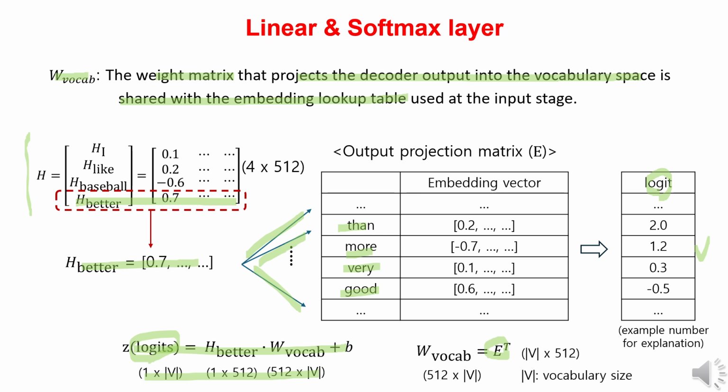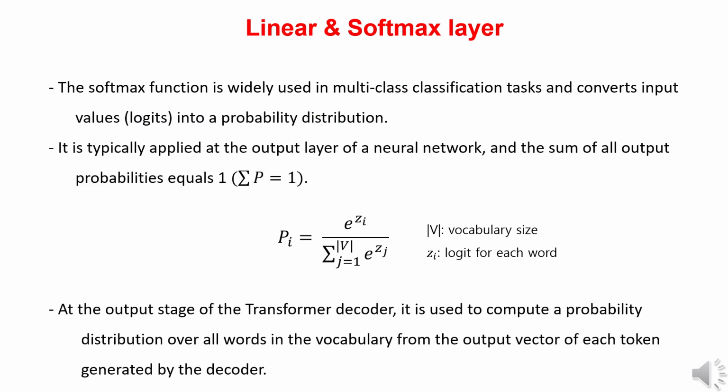These computed logit values represent the relative magnitude of the likelihood that each word will appear as the next word, and they are then converted into a probability distribution through the softmax function. Now let us take a look at the softmax function.